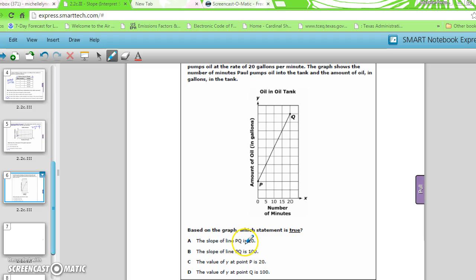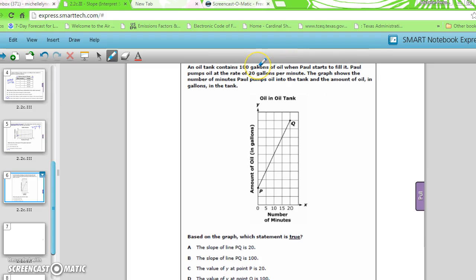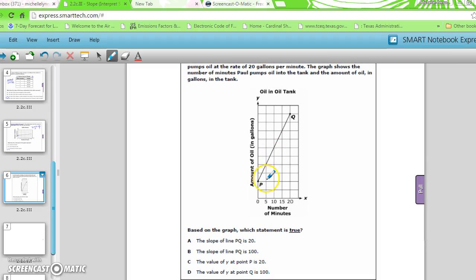Okay, the y-value at point P is 20, and the slope of PQ is 100, or the y-value at point Q is 100. So we know it started with 100 gallons. So the value of P is 100 because it started, remember y equals mx plus b, our y-intercept is 100 because this is the amount of oil.